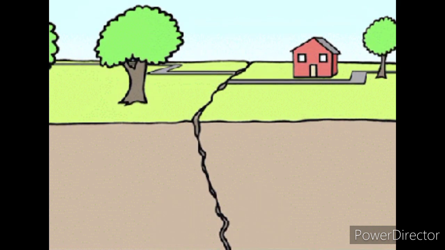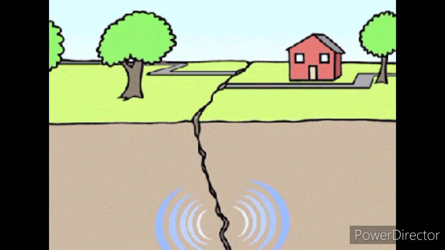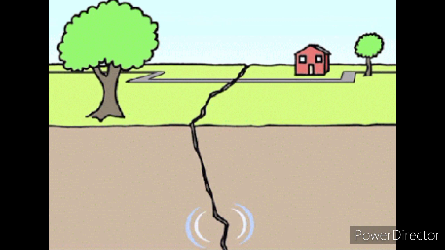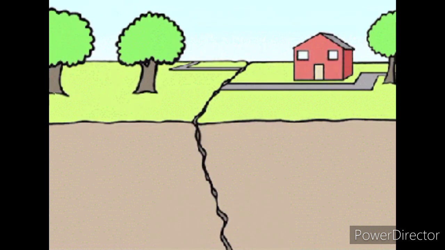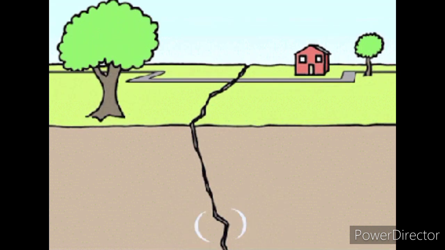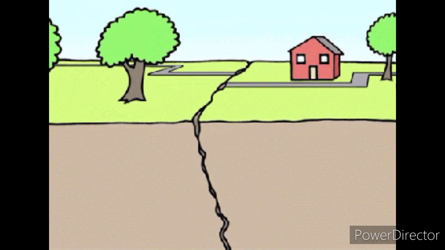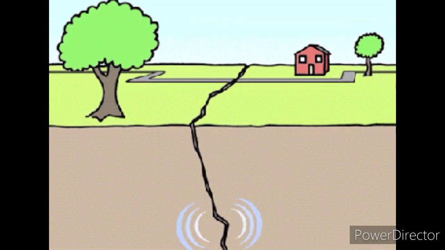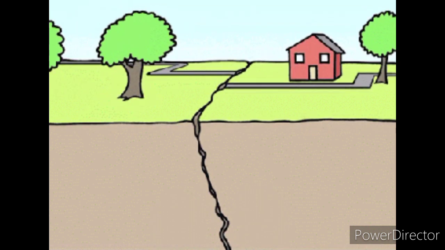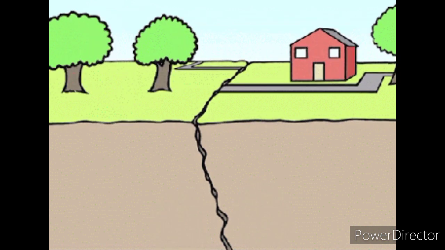Exactly the same kind of waves are produced inside the earth. In the same way, deep down the rocks move, due to which waves are produced in the layers of rock. For a few seconds, the ground shakes, and that is what we call an earthquake. Then everything quietens down again.